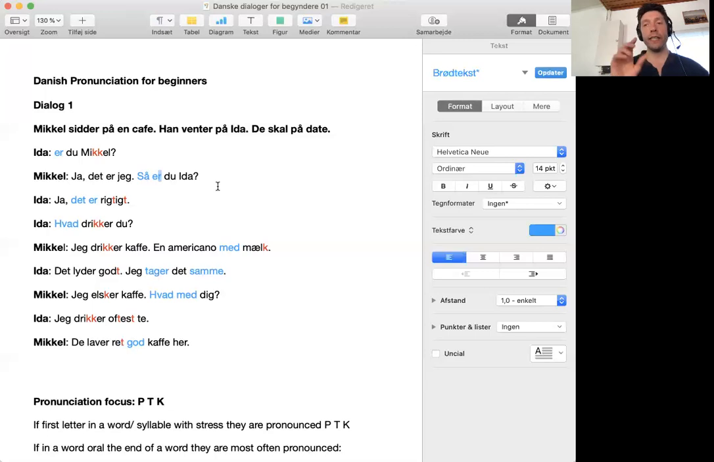And here, it's important that you pull D and R together to one word, one syllable. Det er rigtigt. Det er rigtigt. Hvad drikker du? Jeg drikker kaffe. En americano med mælk. Det lyder godt. Jeg tager det samme. Jeg elsker kaffe. Hvad med dig? Jeg drikker oftest te. De laver ret god kaffe her.